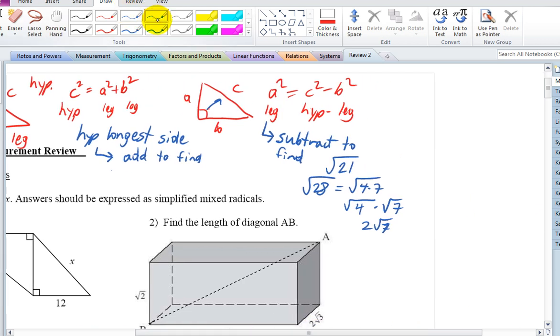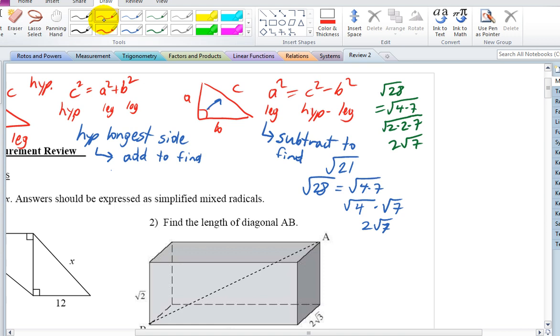Another way of simplifying our radicals is if we have square root 28, we can say that equals square root 4 times 7, which is square root 2 times 2 times 7. So I'm breaking them down into my prime factors, and then I can take out my pair. Okay. So the green is another way of doing this stuff.